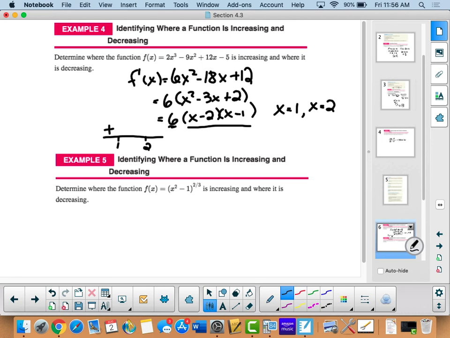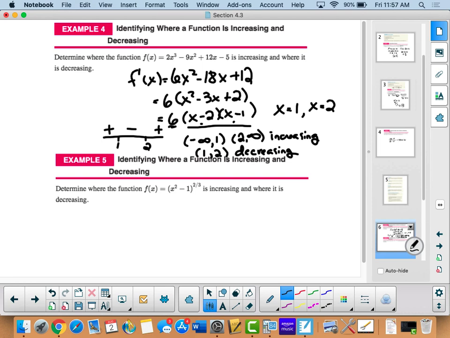When x is between 1 and 2, this piece is negative, this piece is positive, so that gives us a negative. And when x is greater than 2, both pieces are positive, which gives us a positive. So in the interval from negative infinity to 1 and 2 to infinity, our function is increasing. And remember, this is because the derivative is greater than 0. And in the interval from 1 to 2, our function is decreasing. And the justification will be our derivative is less than 0.